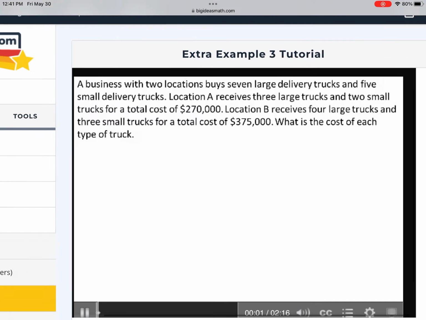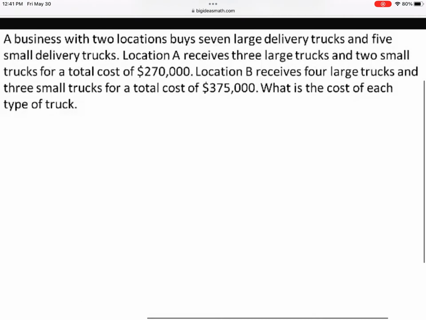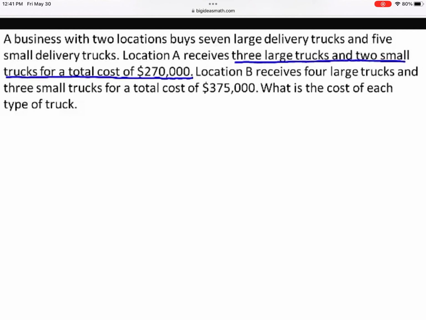A business with 2 locations buys 7 large delivery trucks and 5 small delivery trucks. Location A receives 3 large trucks and 2 small trucks for a total cost of $270,000. Location B receives 4 large trucks and 3 small trucks for a total cost of $375,000. What is the cost of each type of truck?